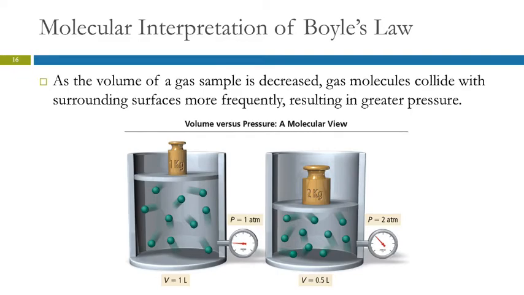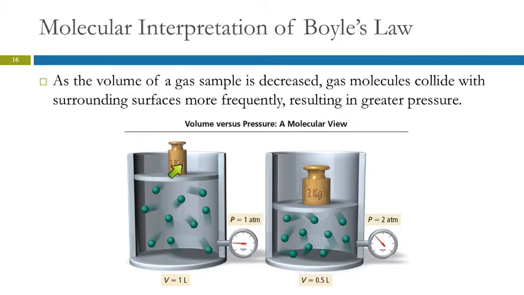So a molecular interpretation of Boyle's law, more of the theory, what's going on, why does this work? So here we have a container. We've got a movable lid here and a pressure gauge. So here we've got a volume of 1 liter and the pressure is 1 atmosphere. And notice we've got the same number of little green gas particles in each of these containers.